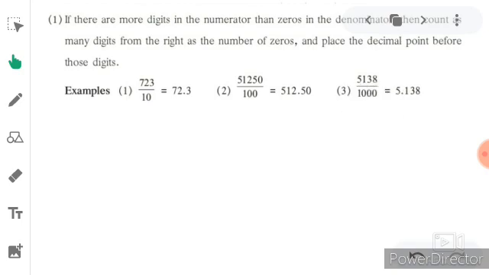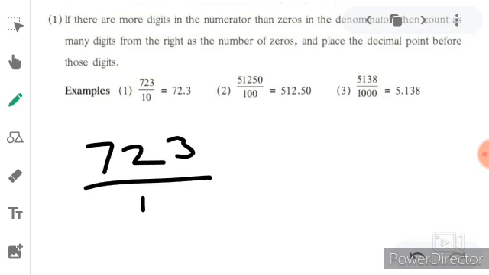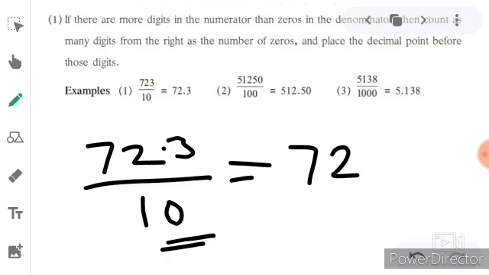So let's convert it here. For example, 723 divided by 10. 10 is there, so you will have to put the decimal point after 1 digit, that is after 3 here. So our answer is 72.3. So you will have to count the zeros which are present in the denominator and write the decimal point in the numerator. You will have to move the decimal point from the right-hand side, so always start from the right-hand side. So this is the first method.